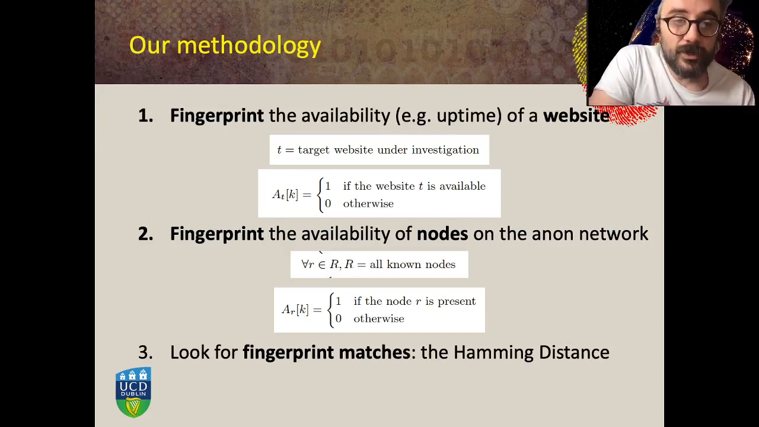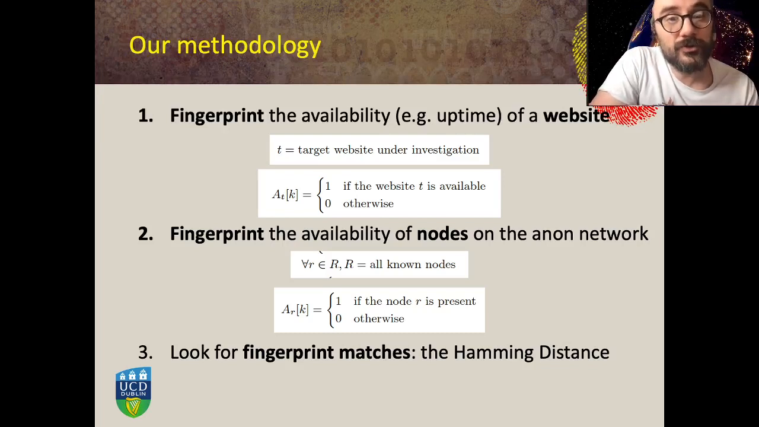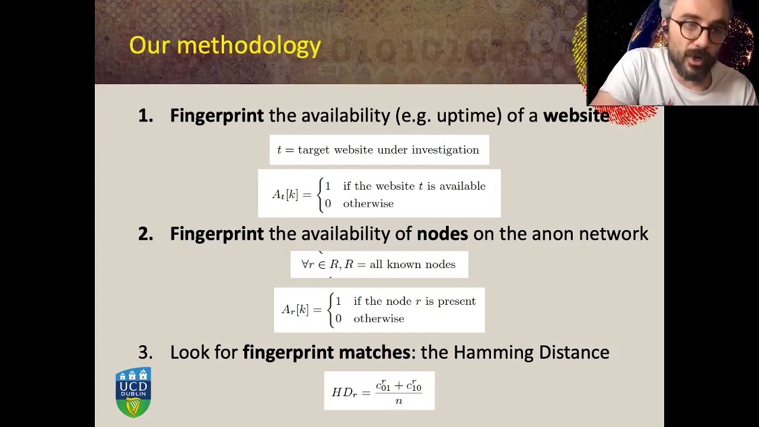So we result with one vector that represents the availability of our target website under investigation, and then a number of vectors that represent availability of nodes and availability of IP addresses on the overlay network. And then we look for fingerprint matches. So we try to find, okay, which one of the nodes has an availability fingerprint that closely resembles the availability fingerprint of the website under investigation? We've chosen a very simple metric, the Hamming distance, and so we calculated the Hamming distance between the availability vector t and router 1, t and router 2, t and router 3, and so on and so forth.